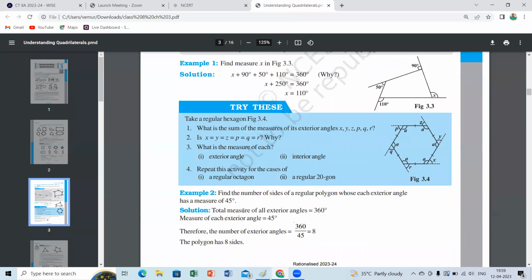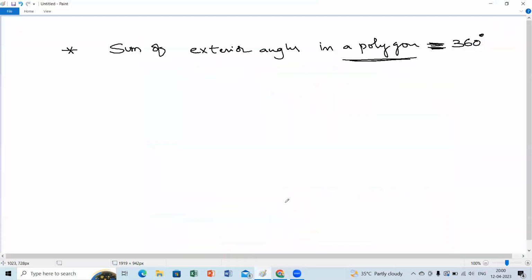Based on this, we have a beautiful question, children. Find the number of sides of a regular polygon whose exterior angle measures 45 degrees. Regular polygon means what do you understand? All the sides and all the angles should be the same. Then it is called a regular polygon.